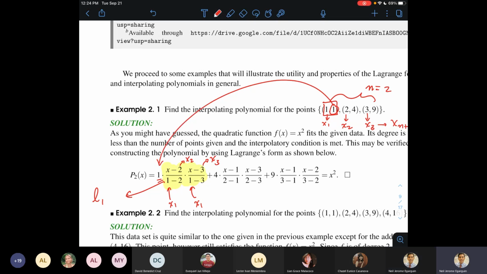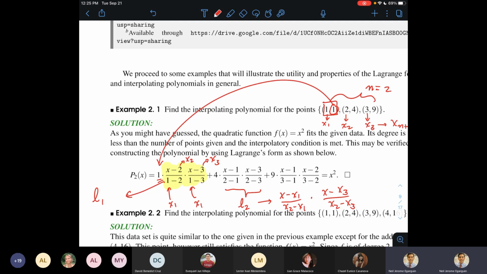Okay. And then if we'll go to the second term, so this guy should be L2. So ibig sabihin lahat ng mga x sub j, basta hindi equal si j kay 2 ay magkakaroon ng representative dun sa L2. So here I will have x minus x1 over x2 minus x1 times x minus x3 over x2 minus x3. Hindi pwedeng isama yung x minus x2 kasi yung denominator nun ay x2 minus x2. So, kaya dalawa lang talaga lagi yung factors.